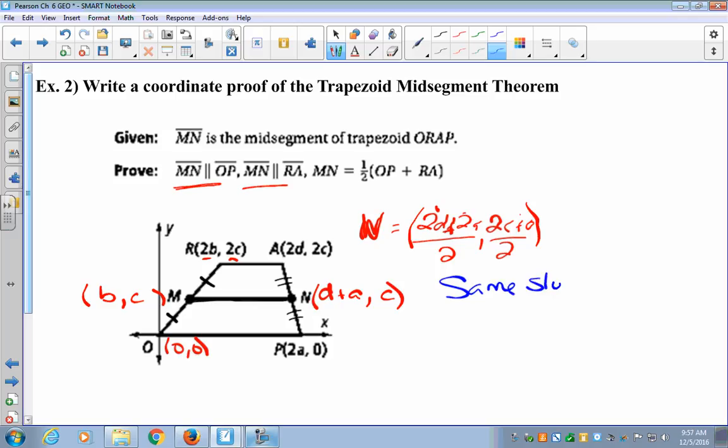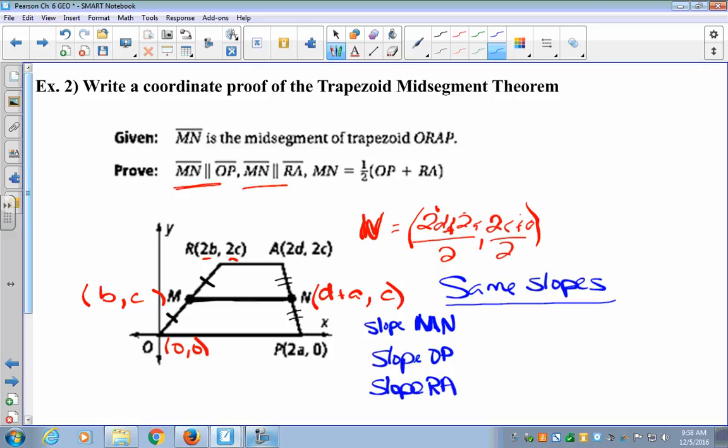Thankfully, I need to prove that the slope of MN is going to be equal to the slope of OP, and then the slope of MN has to be equal to the slope of RA. So I need to find the slopes to all of these. Thankfully, there is one little piece of information about those lines that's going to make this super easy for us. Can we find the slope without using the slope formula? What is it?